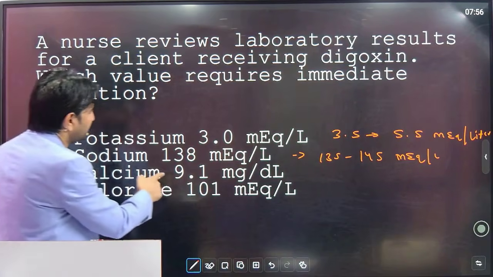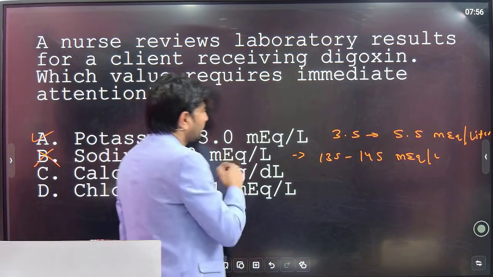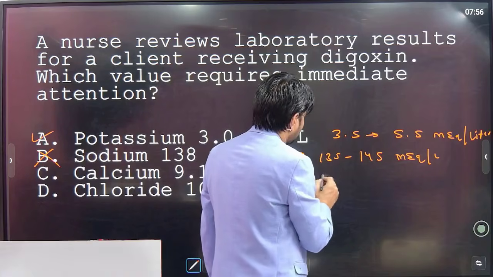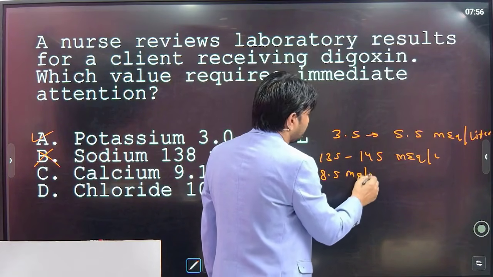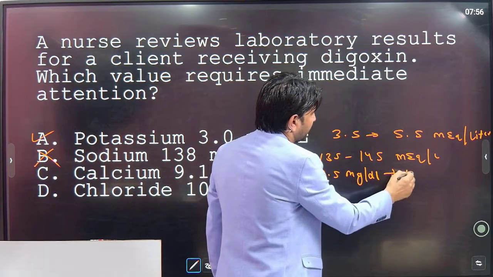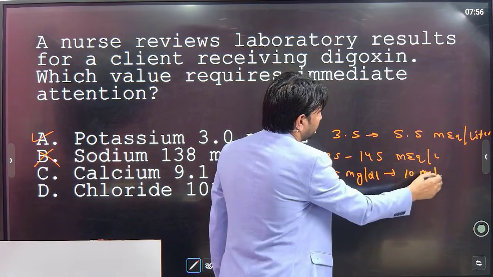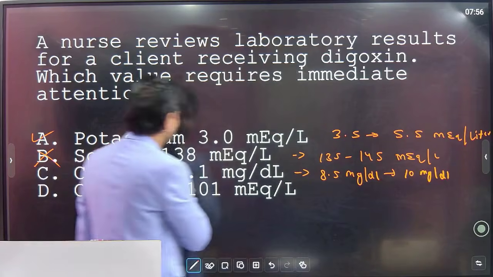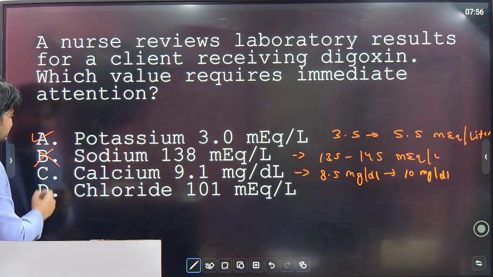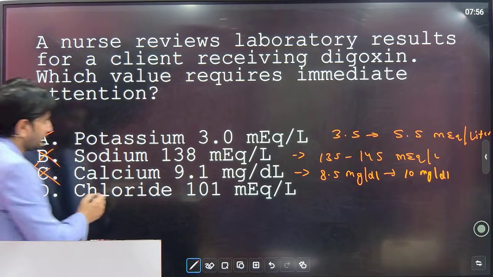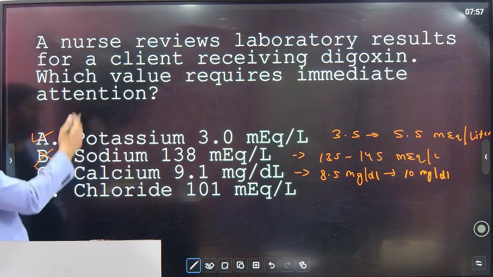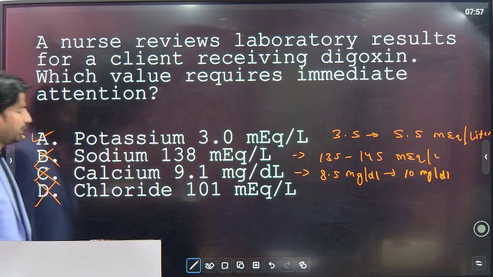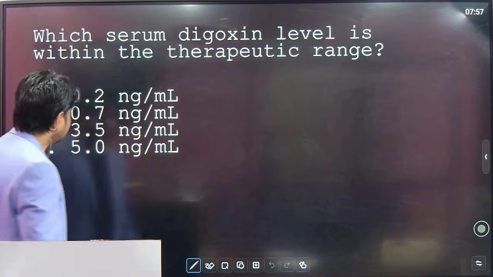After that, calcium, 9.12. Now, when we talk about calcium, the normal level for calcium is 8.5 milligrams per deciliter to 10 milligrams per deciliter. This means calcium is also within the normal range, so this is also incorrect. Chloride 101, we can also say that chloride has nothing to do with this anyway, so this is also incorrect. Let's look at the next question.